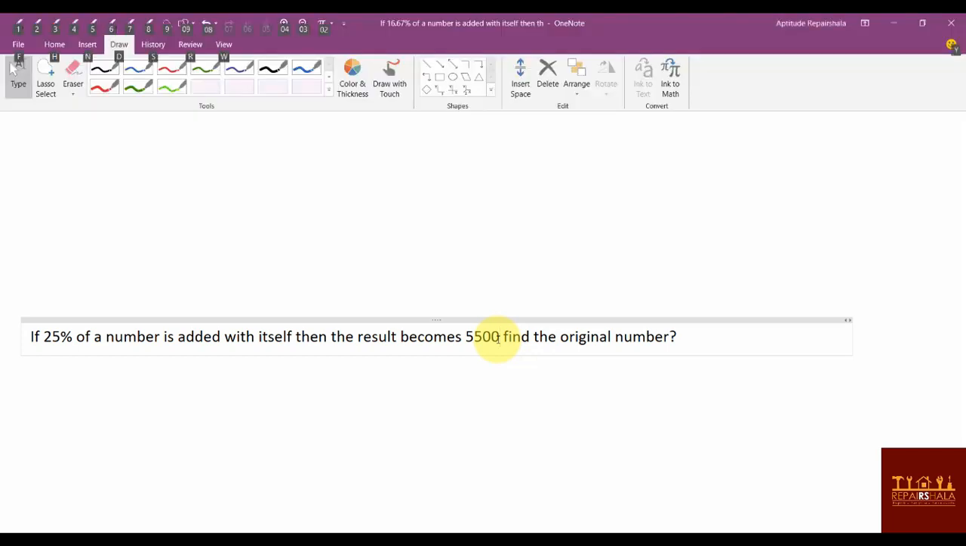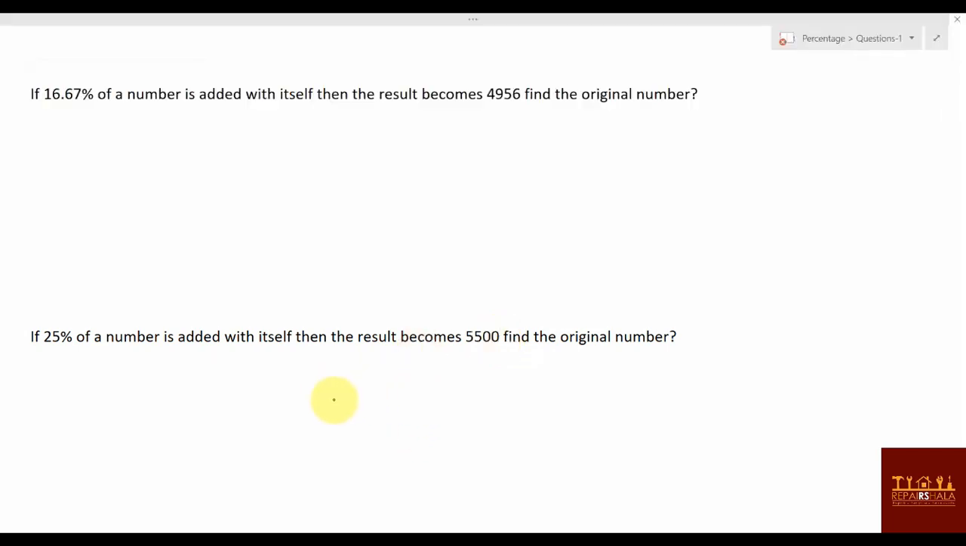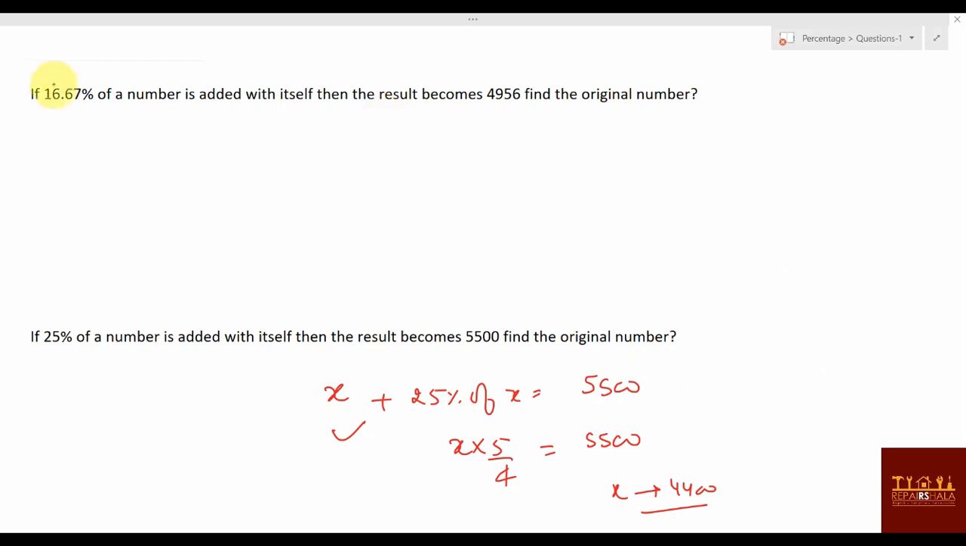So actually for solving this, I can assume the number as x. X plus 25 percentage of x value is 5500. Or you can say that this value is 1 by 4. You can say x into 5 by 4 value is 5500, or you can say x value is 4400. This is when you know the values of 25. But do you need to do all these things? No. This method will be a little difficult if values are something like 16.67, 37.5 percentage.